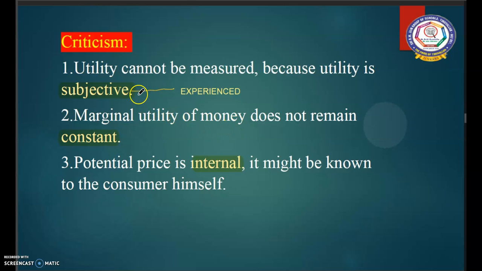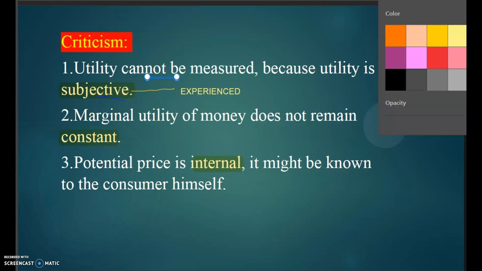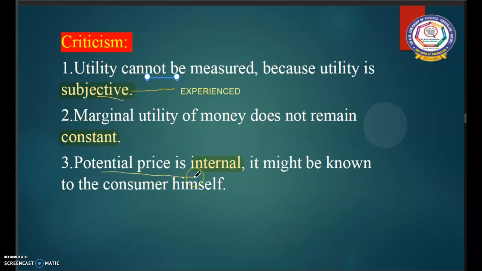Now the criticisms. First, utility cannot be measured because utility is subjective. We can only experience it. Next, the marginal utility of money does not remain constant. And third, the potential price is internal. It may be known only to the consumer himself.